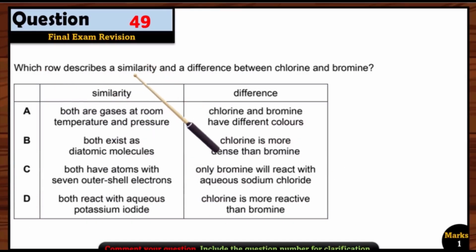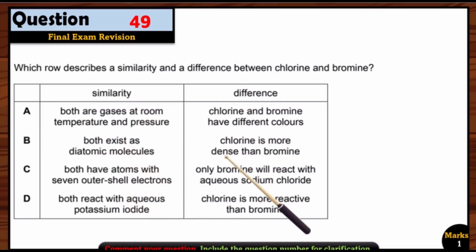Question 49. Which row describes a similarity and difference between chlorine and bromine? So similarity is both are gases, wrong. Bromine is a liquid and chlorine is a gas. Both exist as diatomic molecules. Yes, that's right. Both have atoms with 7 electrons in the outer shell. Yes, that's also right. And the third one, both react with aqueous potassium iodide. Yes, that's also right, because iodine is below chlorine and bromine. So these all three similarities are right.